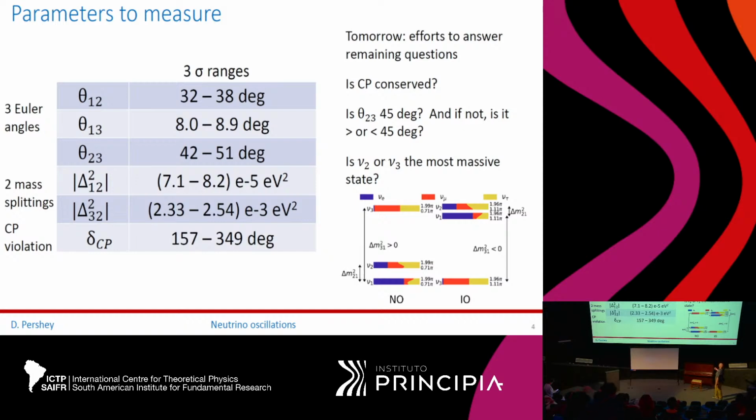So that's a question that we need, and we also need to know which state is the heaviest. Is this nu 2 state the heaviest, or is the nu 3 state the heaviest? This is the neutrino mass ordering, and this is very important since a lot of downstream physics depends on which of these two mass orderings we live in.